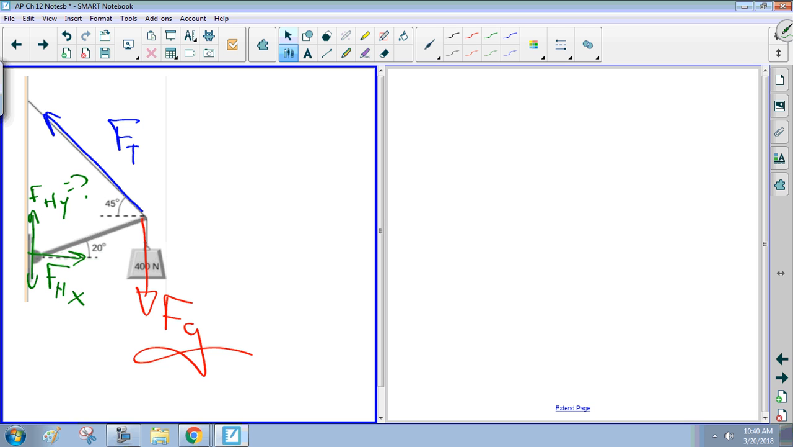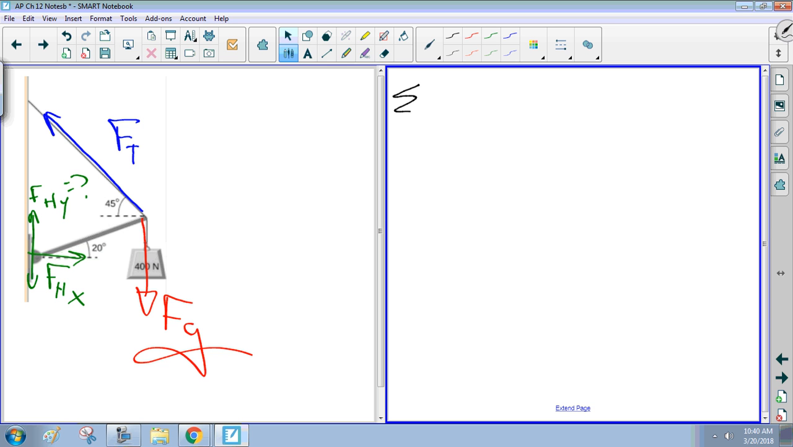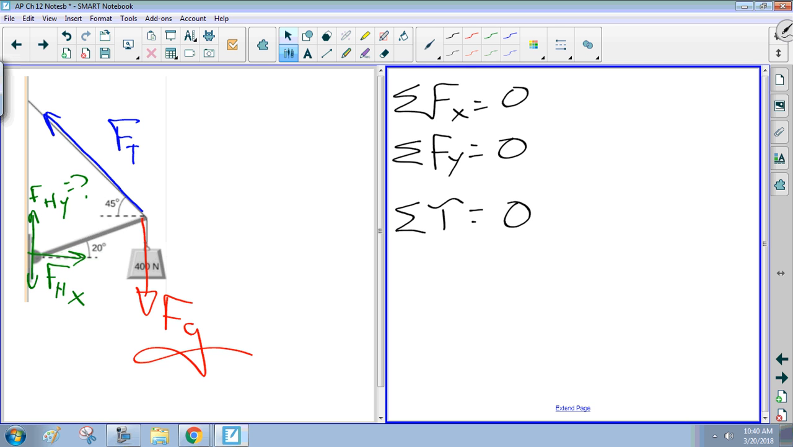Thoughts about where to start on solving this thing? What we need to do is pick one of those three equations. Here are the three equations we have to work with. Our net force horizontally has to be zero, which means these two horizontal components have to cancel out. Our net force vertically has to be zero, which means this downward force, this upward force and whatever's going on over here all have to add up to zero. And our net torque has to be zero. But that's a nebulous statement because I haven't chosen a pivot point yet.